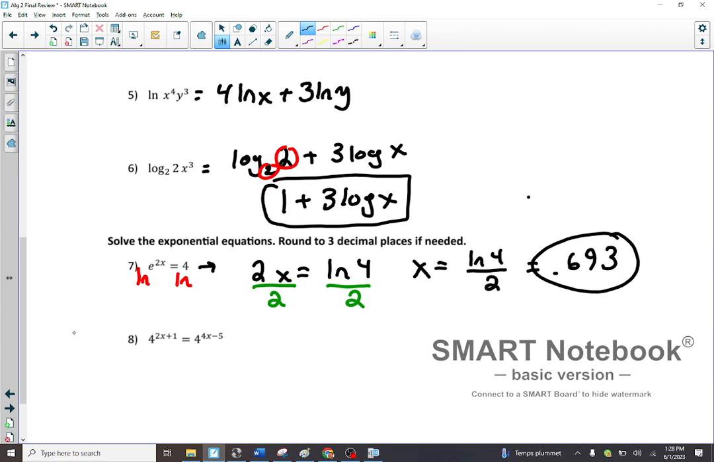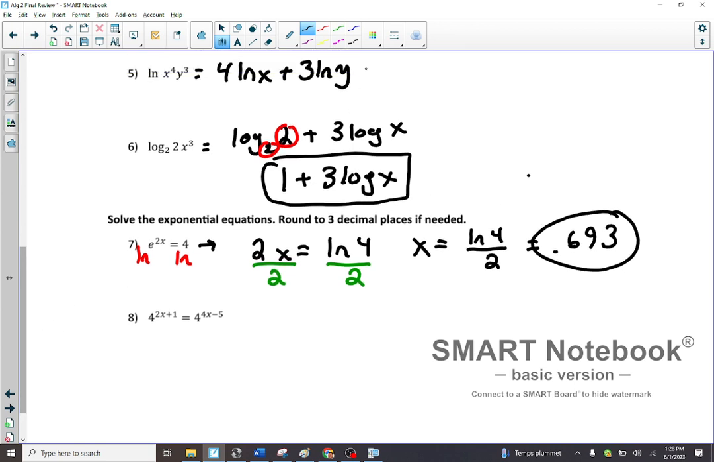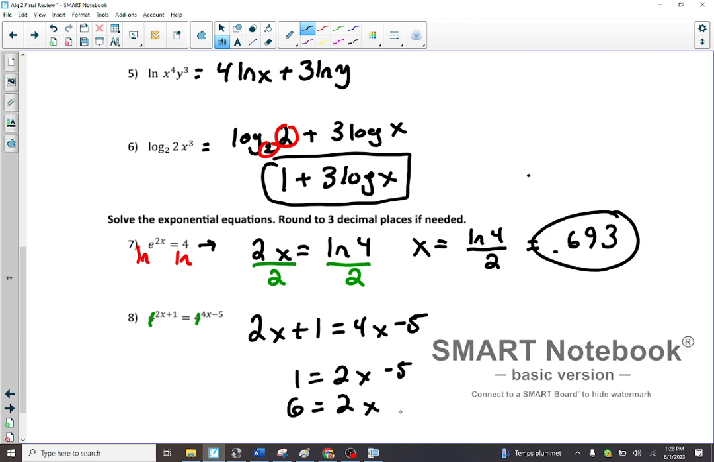All right, this one, number 8. They have the same base. Because they have the same base, I can cross them both out, which means this is just 2x plus 1 equals 4x minus 5. Subtract 2x on both sides, 1 equals 2x minus 5. Add 5 on both sides. 6 equals 2x. Divide by 2 on both sides. x equals 3.